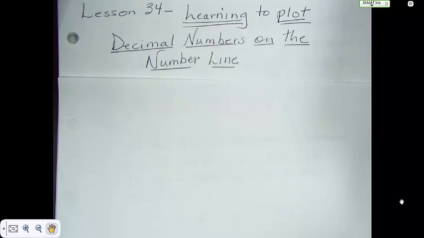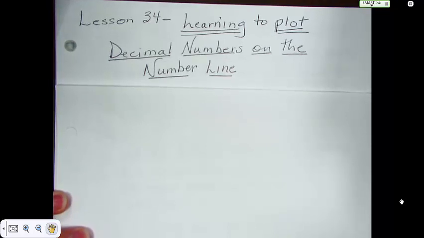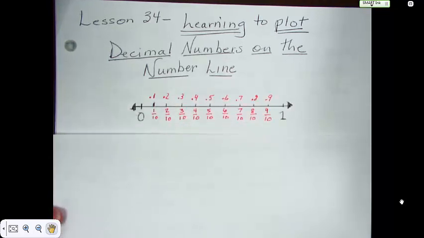Well, hello people. We're going to set a record as to how fast we can record a lesson, I think, today. This is lesson 34, and it's pretty easy, although the concept is a little bit difficult, but it's not very long to talk about. Lesson 34 is learning to plot decimal numbers on the number line, and we've plotted numbers on the number line before, but plotting decimal numbers can be just a little bit more delicate, I guess, as I could say.